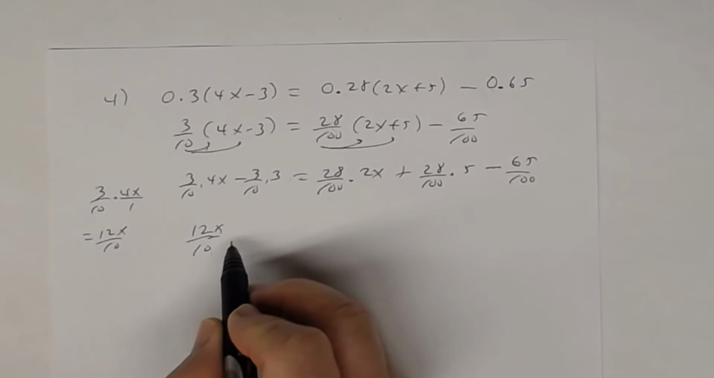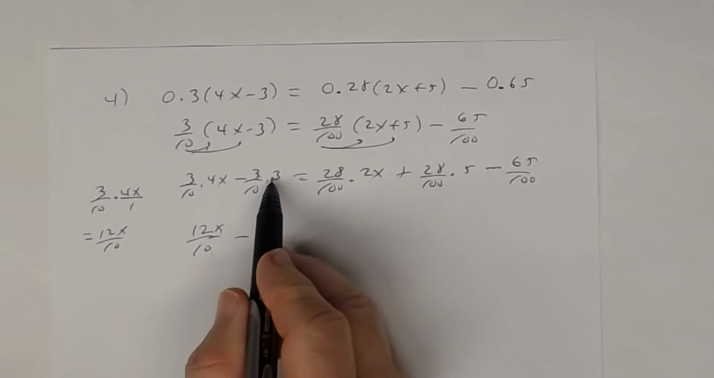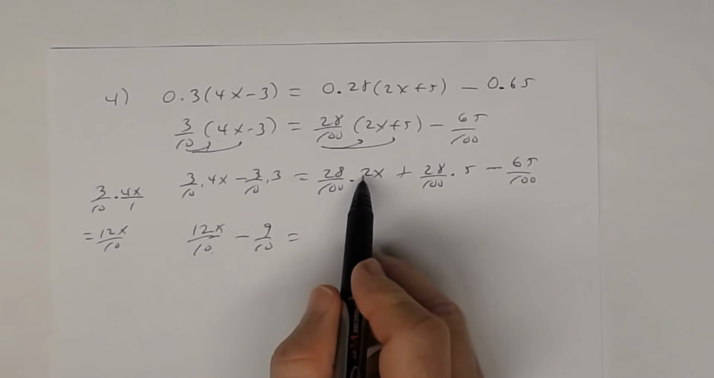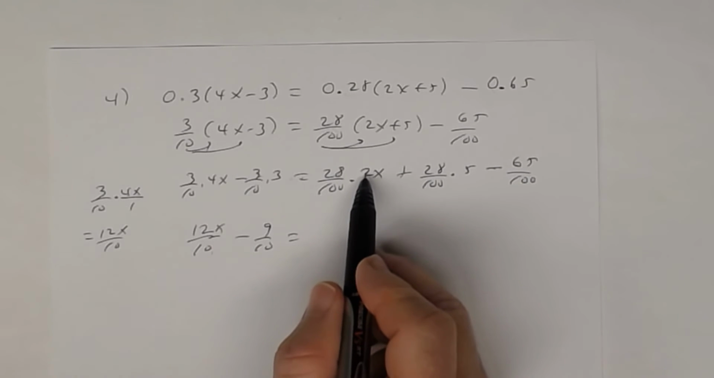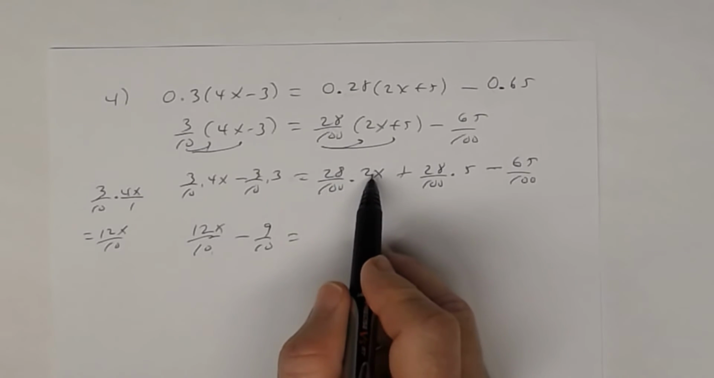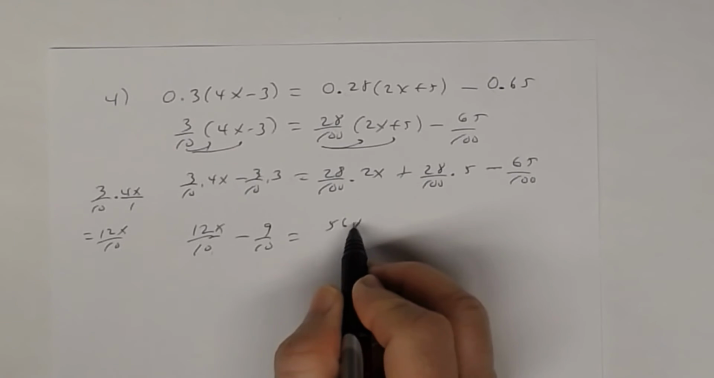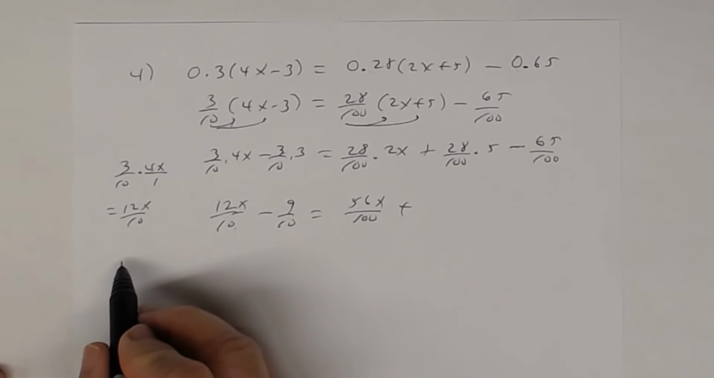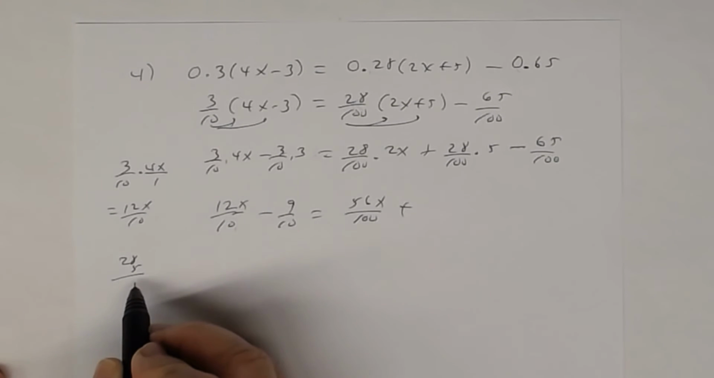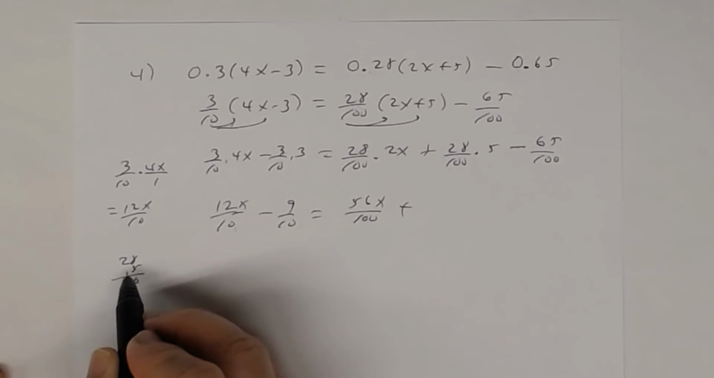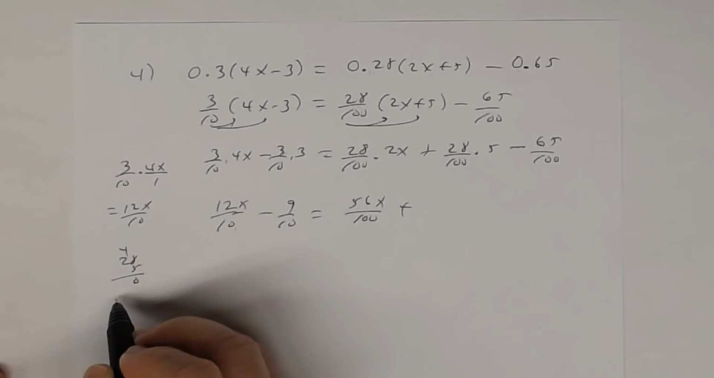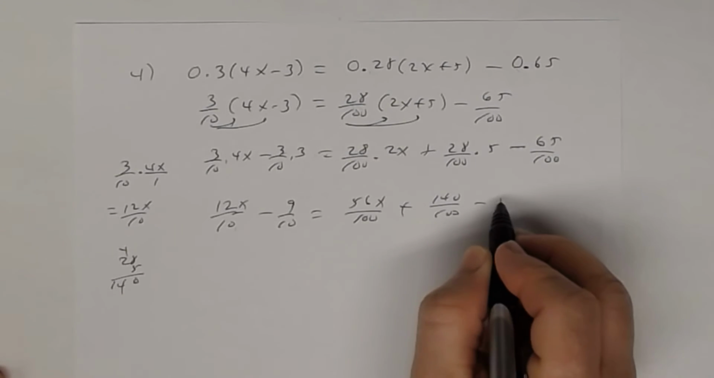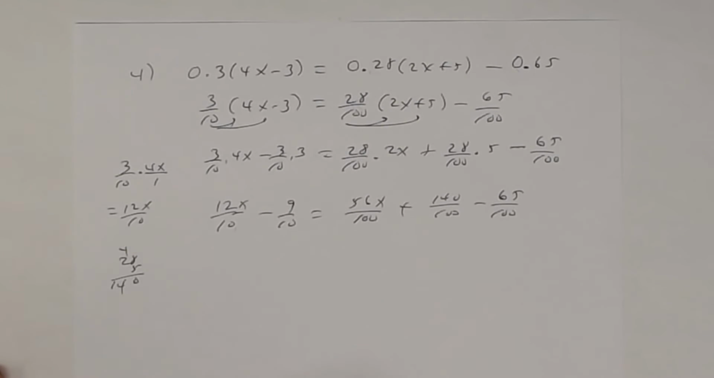denominator. Minus 3 times 3 is 9, so that's 9/10, equal, and then 28 times 2 is 56. So that's 56x divided by 100 plus, and then 28 times 5, so we go and figure that out. 28 times 5, 8 times 5 is 40. 5 times 2 is 10, plus 4 is 140, right? So that's 140 divided by 100 minus 65 divided by 100.